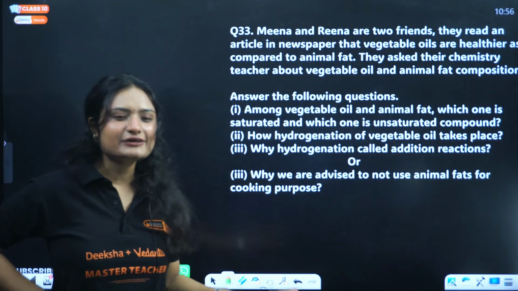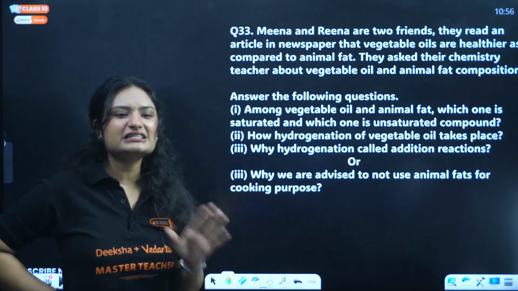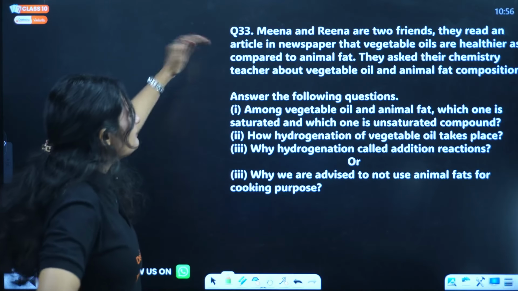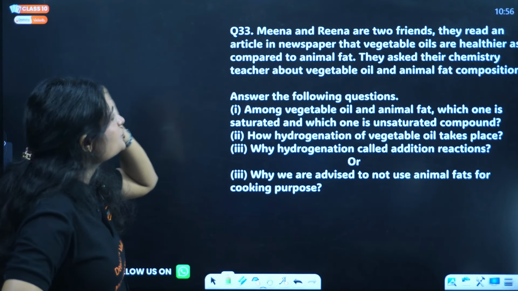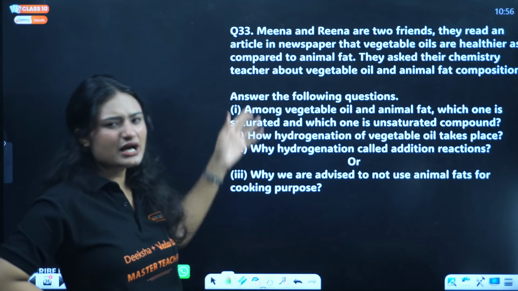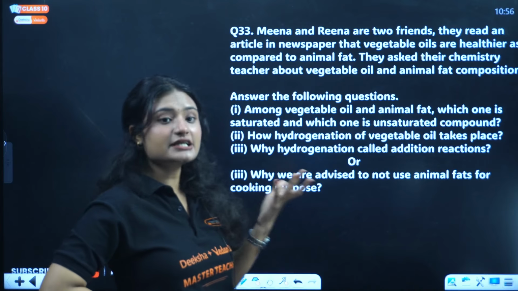Did you solve all the questions? Okay. Are you able to get the correct answer for them? Meena and Reena are two friends. They read an article in newspaper that vegetable oils are healthier compared to animal fat. Yes, that is an article. That is a scientific discovery.